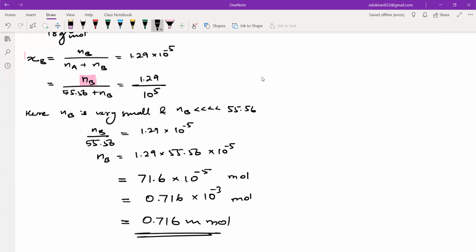Sir, where did the 10 raised to minus 3 go? मिली हो गया ना वो. समझ में नहीं आई बात हमजा? Yes, sir, understood. हाँ, correct. चलिए. Write this down. Then we will look at the application of Henry's law.